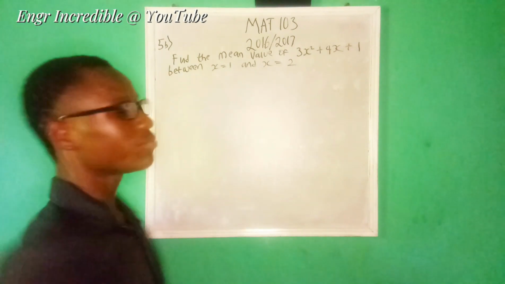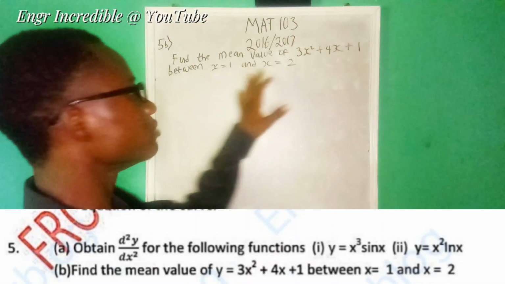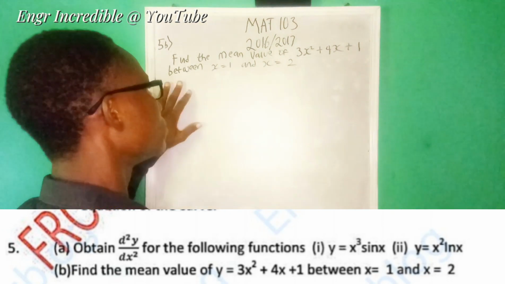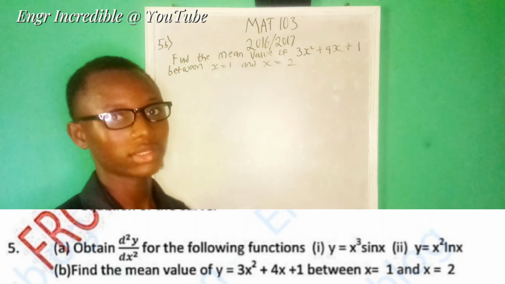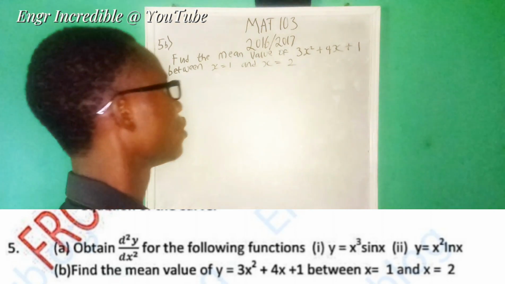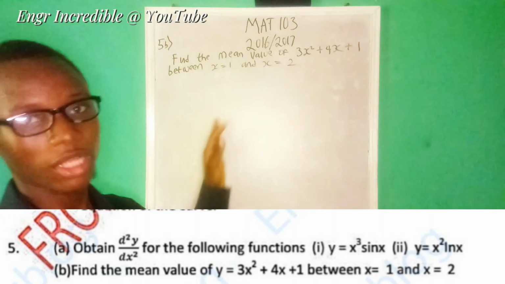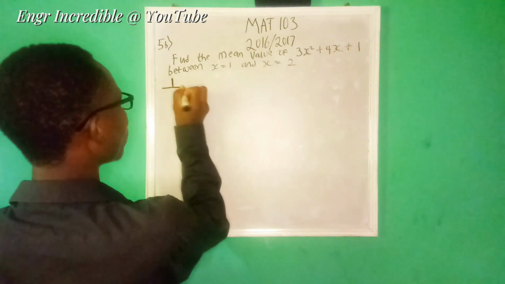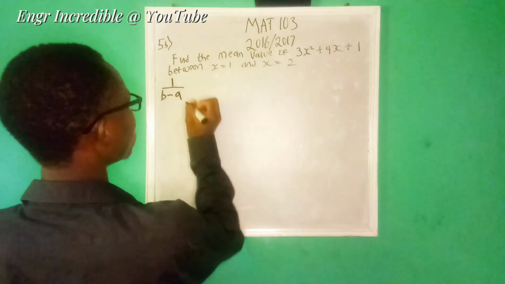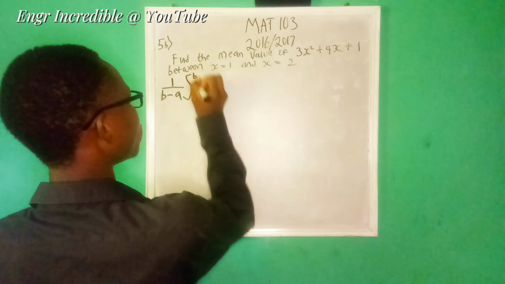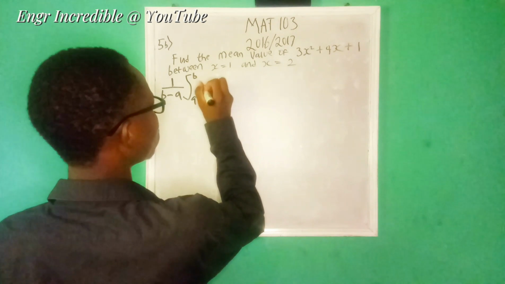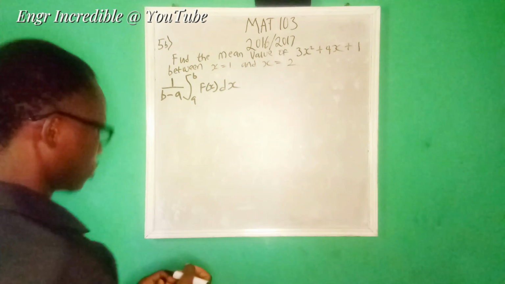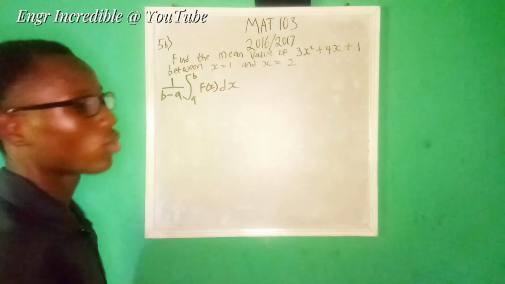So the question 5b here says find the mean value of 3x squared plus 4x plus 1 between x equals 1 and x equals 2. First of all, what is the formula for mean value? The formula for mean value is 1 over b minus a, integral from a to b of your function of x dx. This is the formula for mean value.